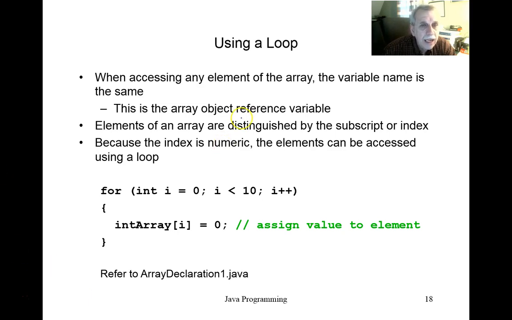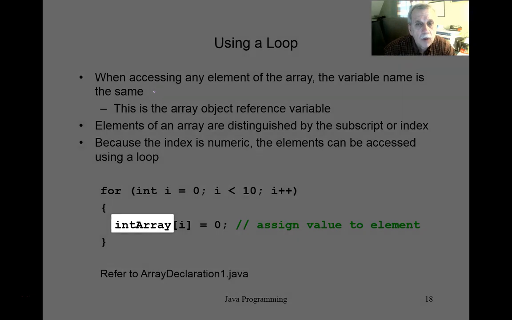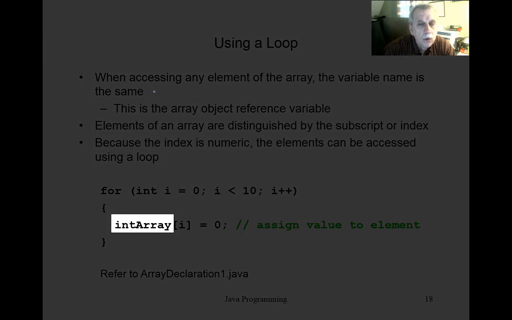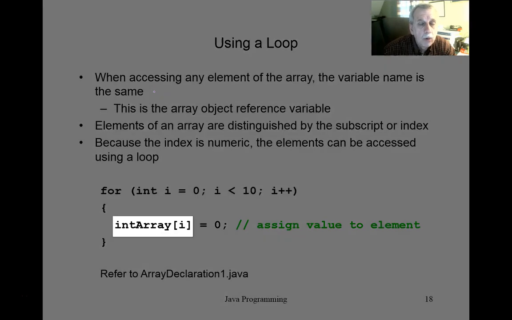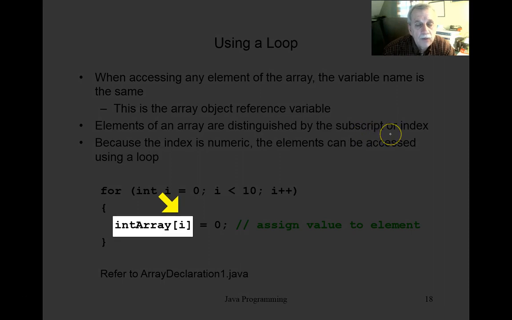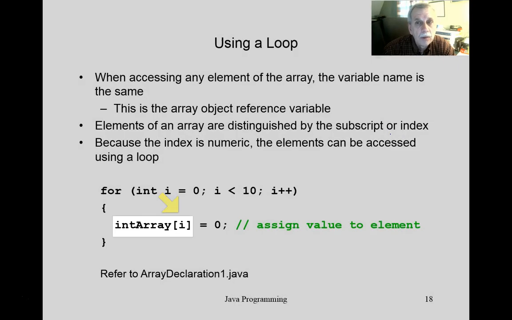So when accessing any element of the array, the variable name is the same. That was the selling point of why we want an array. What we do is we declare an array and we have what's called a reference variable, because recall that an array is actually implemented in Java as an object. So this reference variable will be used throughout all access to the elements of the array. Regardless of which element we're going to access, we use the same variable name. The thing that is different is that we will provide an index or a subscript value, and that's what will distinguish one element, and hence its value, from another element and its value.